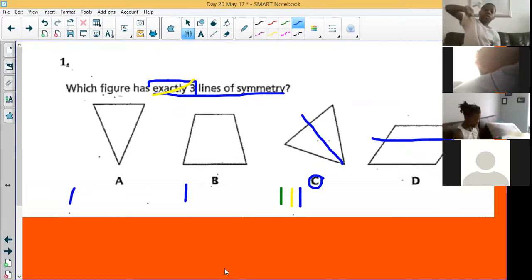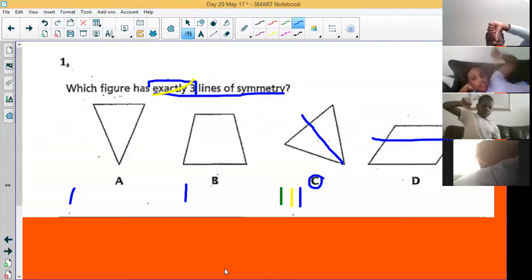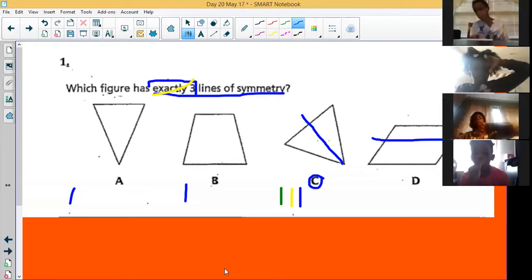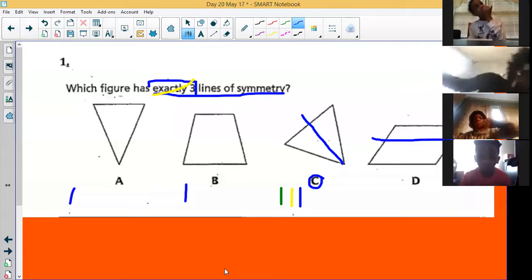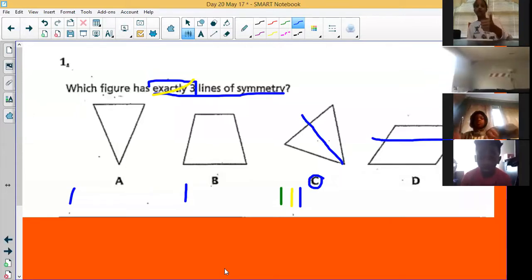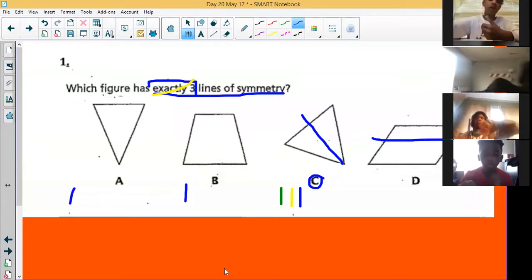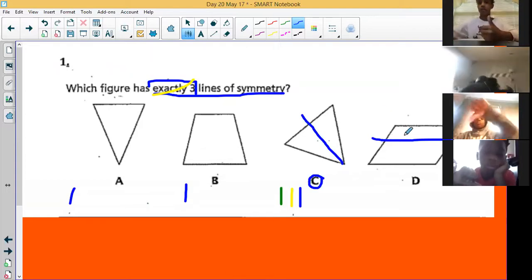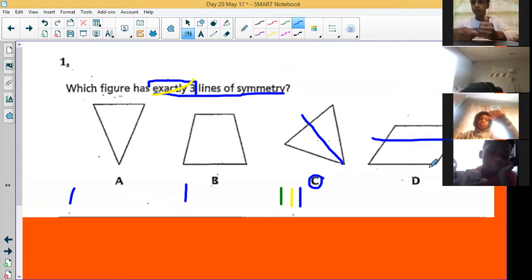Let me see. I see Braylon's thumb. I see Makai, Daniela's thumb, Janiyah's thumb. Adrian, is your thumb up or down? So you're saying that this is symmetrical, Adrian? So if I were to color this in, would it be the exact same as this?